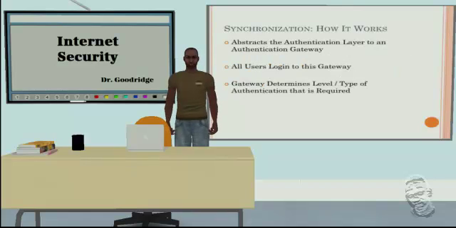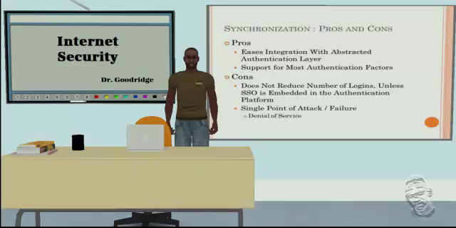But how does all of this work? It abstracts the authentication layer to an authentication gateway. All users log in to this gateway. The gateway determines the level and type of authentication that is required. What are some of the pros and cons? Pros in terms of ease: integration with abstracted authentication layer, support for most authentication factors. Cons: does not reduce the number of logons unless single sign-on is embedded in the authentication platform. Single point of attack or failure in terms of denial of service.